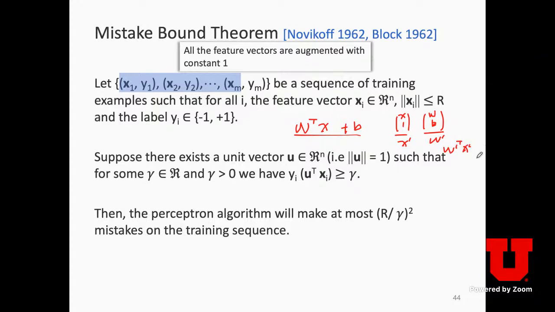That's it. Okay, so B gets rolled into W, and then all of the x's have to have a 1 so that it gets paired up with the bias. I see. Yes, okay.